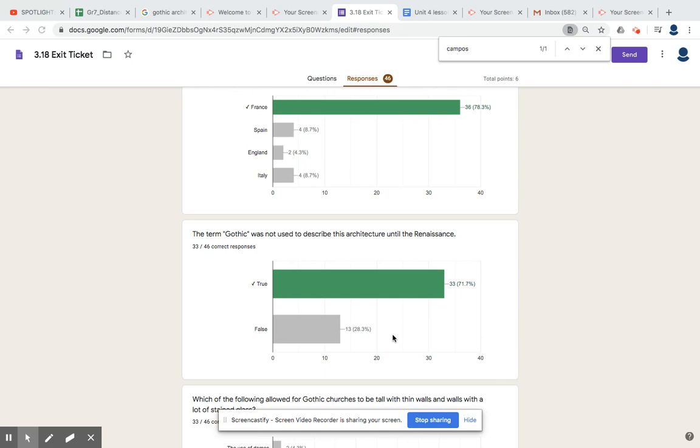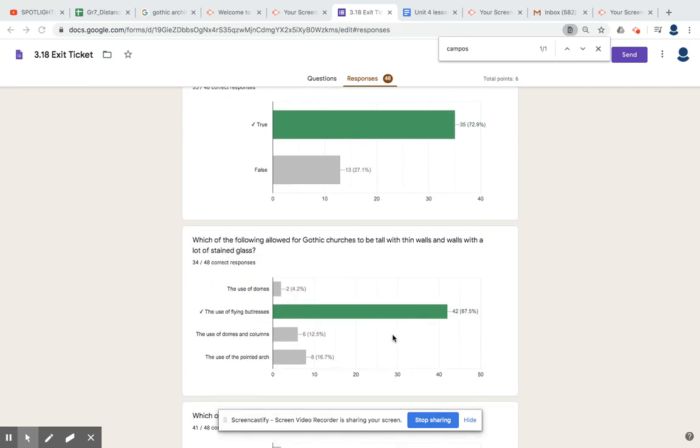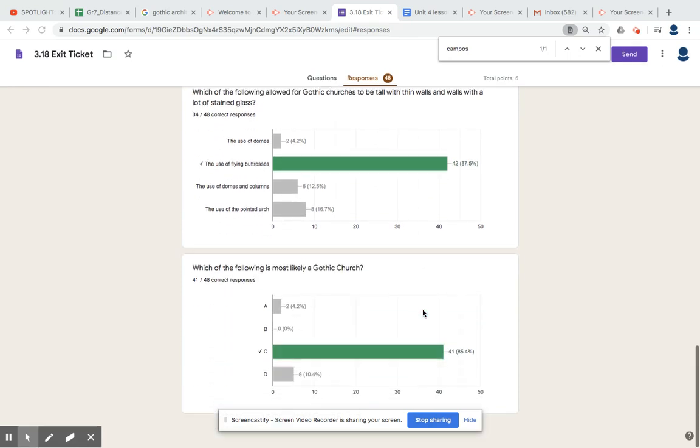The term Gothic was not used during the medieval period. It wasn't like they said, "Oh, let's create a Gothic church." They called it modern. It's not named Gothic until the Renaissance. So people in the Middle Ages didn't call it Gothic architecture. The use of flying buttresses allowed Gothic churches to be so high and so airy.